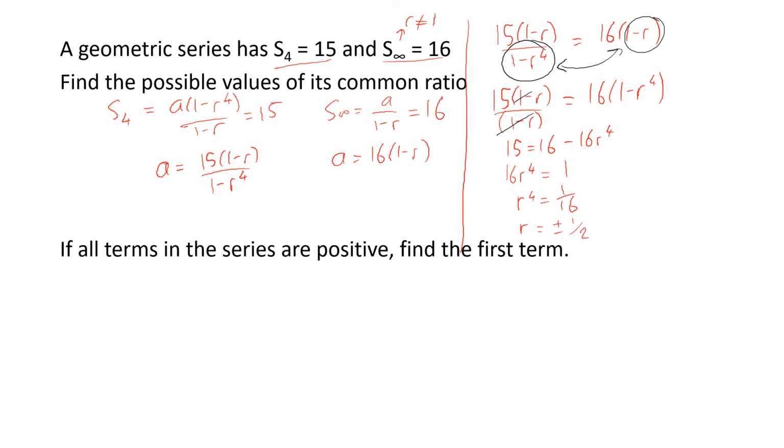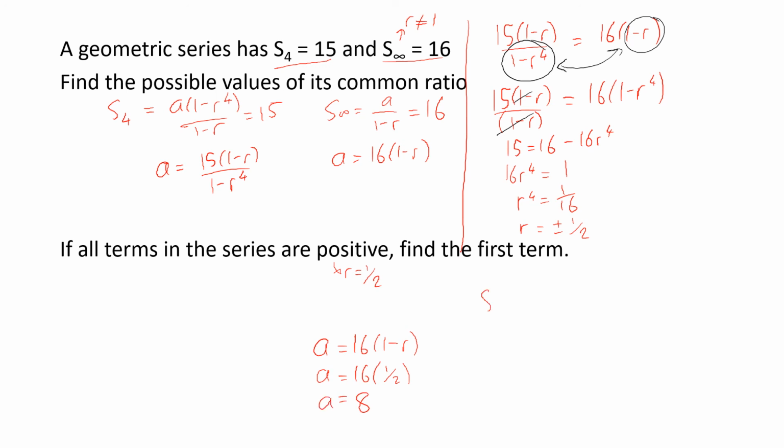Now we're told all terms in the series are positive. So that means that r is going to be equal to a half, and we want to find the first term. So that just means we need to sub that half into one of the formulas we worked out. We worked out here that a is 16 lots of 1 minus r. So let's put a half into that. 16 lots of a half. And that's going to give us 8. So our first term was 8.